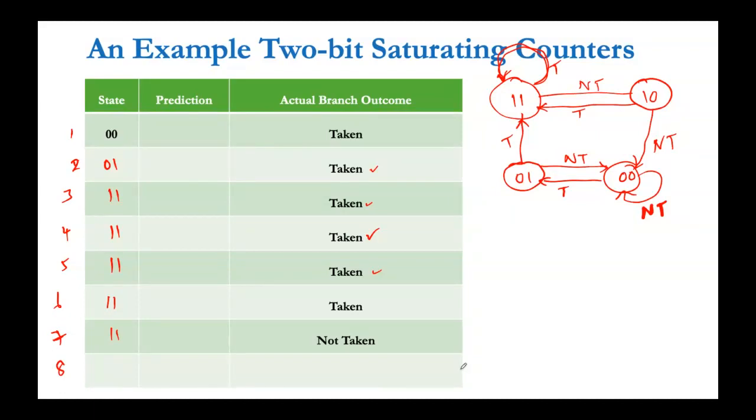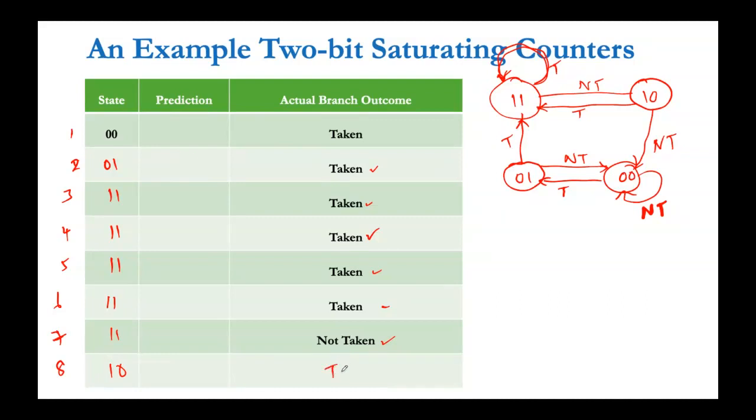Now at this stage, what's the answer? It is the 1 1 state and not taken. Answer is 1 0. So it is likely taken. So after this, it will go to your 1 0 state. Wonderful. Okay.